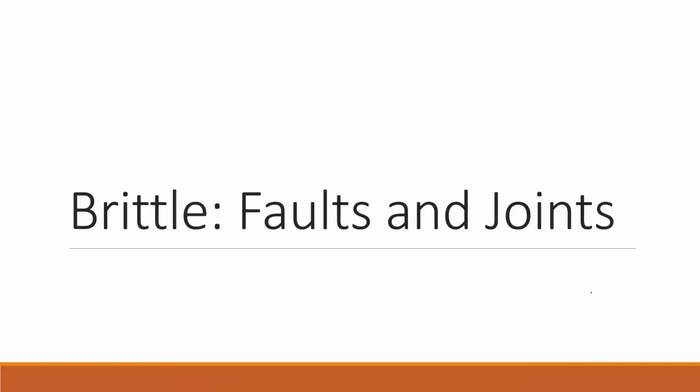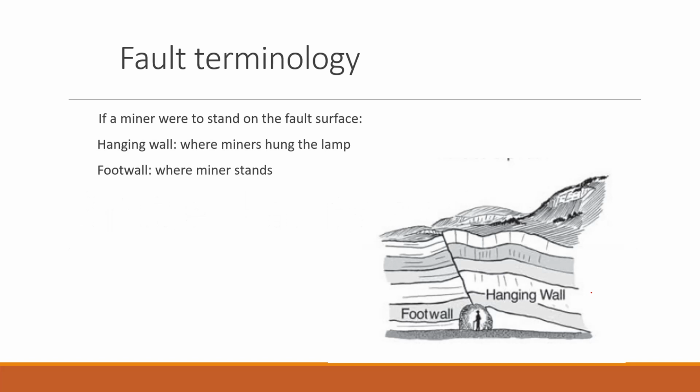Okay, so now let's move on to brittle. So this is where we're looking at faults and joints. We're breaking our rocks. I already talked about faults a bit when I talked about earthquakes, but let's talk about them again. So if a miner is to stand on the fault face, the hanging wall is where the miners would hang the lamp, so that is the block that's above the fault. The footwall is where the miner would be standing, so that is the block below the fault. How those two blocks move relative to each other will determine whether it's a normal or reverse fault.